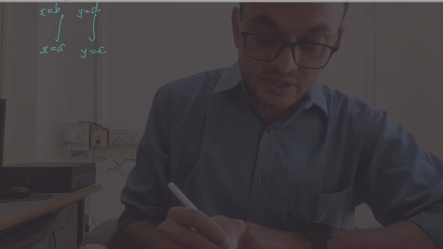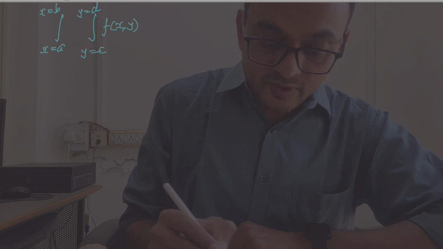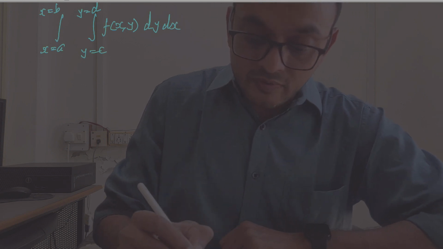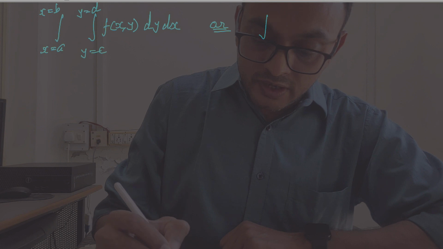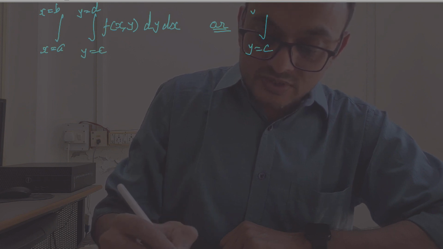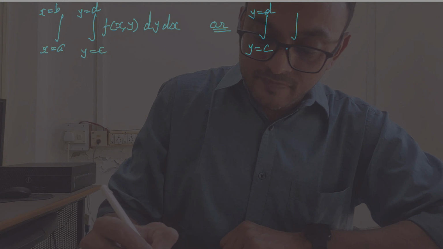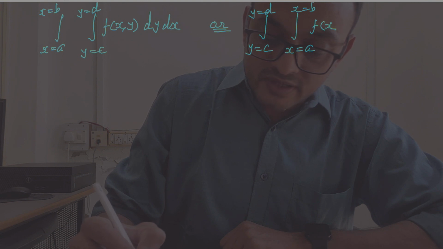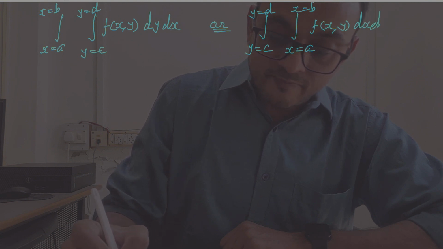What we have seen in the last lecture. We have given the integration from x is equal to a to x is equal to b, y is equal to c to y is equal to d, f of x y dy dx. Or we have given integration y is equal to c to y is equal to d, x is equal to a to x is equal to b, f of x y dx dy.